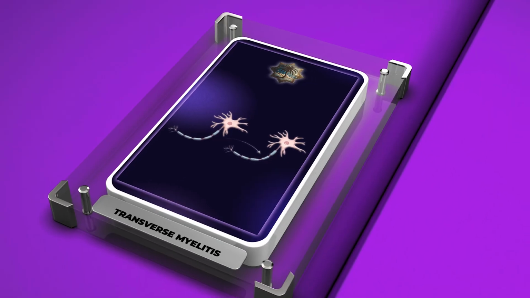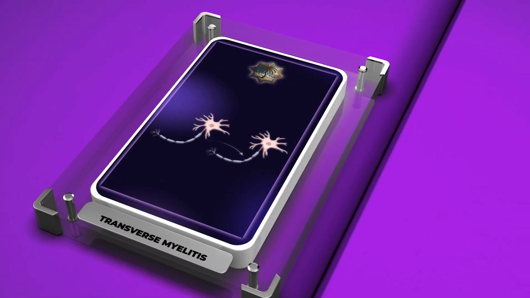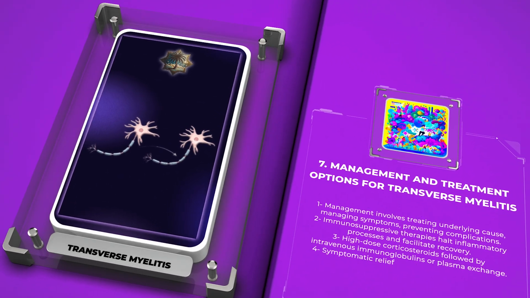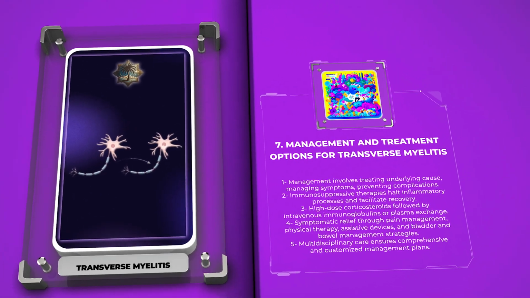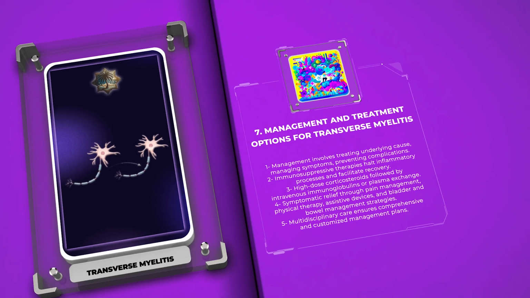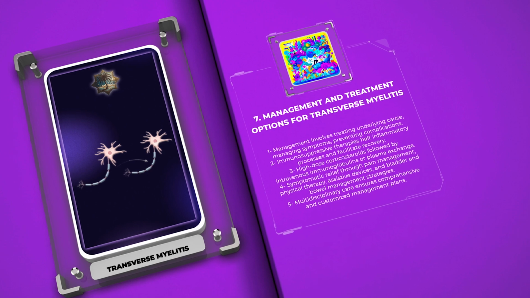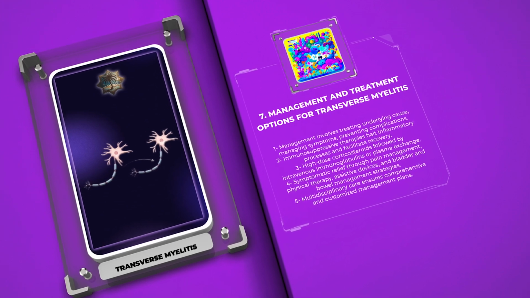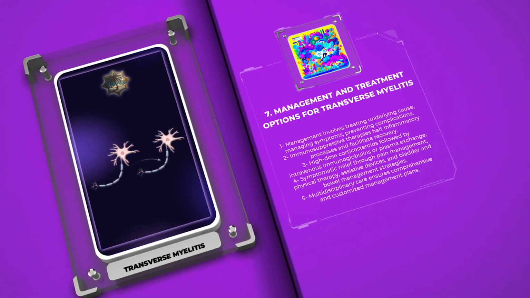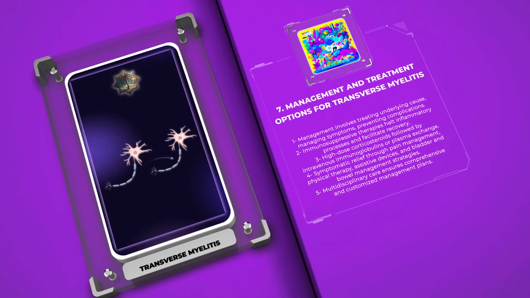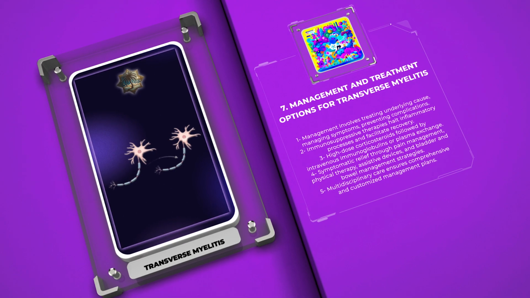The management of transverse myelitis involves treating the underlying cause, managing symptoms, and preventing complications. Immunosuppressive therapies are employed to halt the inflammatory processes, prevent further damage, and facilitate recovery. High-dose corticosteroids are the initial treatment of choice, often followed by intravenous immunoglobulins or plasma exchange in refractory cases. Symptomatic relief can be achieved through pain management, physical therapy, assistive devices, and bladder and bowel management strategies.